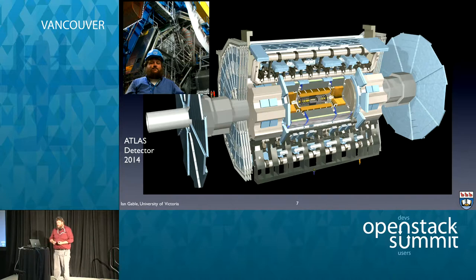The detector itself is 7,000 metric tons. It's 5 stories tall, sitting on that beamline in this ring, about 100 meters underground. Different parts of this detector were actually built in Canada. This piece here, the hadronic end cap calorimeter, as it's called, was built 5 kilometers from where we're sitting today. So this is a truly international collaboration. There are 171 different institutions in the world working on this particular detector.